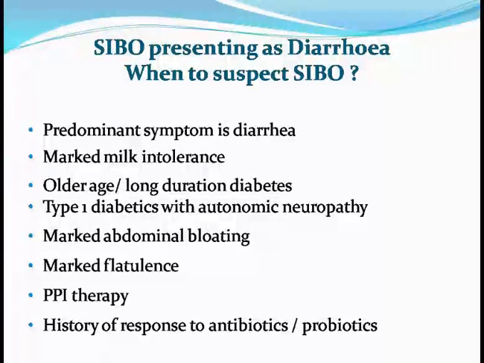How do we suspect which patient has bacterial overgrowth? Some of the features which can make us think about it are when the patient predominantly has diarrhea, a history of marked milk intolerance, older age, longer duration of diabetes, patients who have type 1 diabetes with autonomic neuropathy, patients with marked abdominal bloating, flatulence, and those on PPI therapy. Now, PPI is being indiscriminately used these days. Almost a huge population is taking PPIs over the counter. PPIs suppress acid and increase the bacterial counts, and therefore bacterial overgrowth is common in such patients. And also, you will always find a history of patients who received antibiotics and improved dramatically. So those are the patients who probably have bacterial overgrowth.